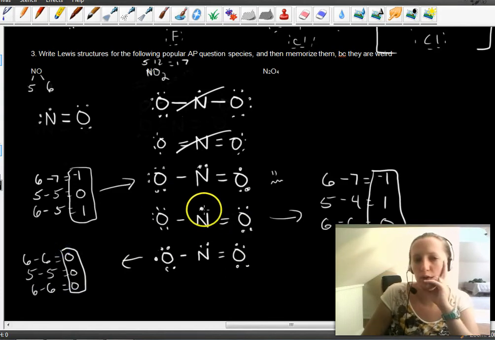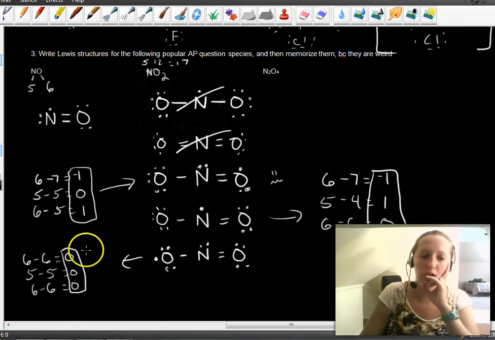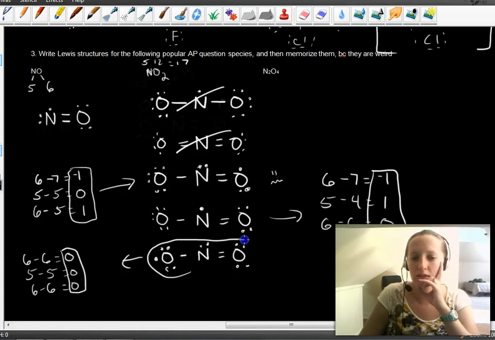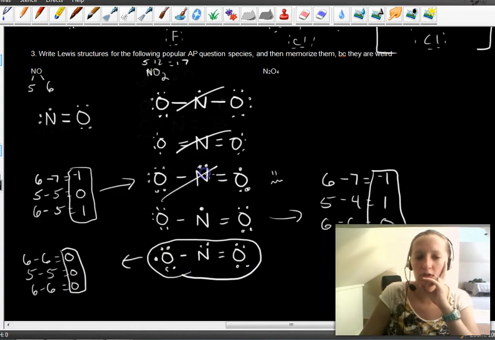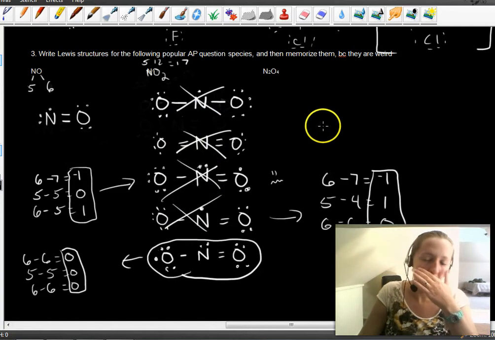So of these 3 options, none of which are perfect because we can't get an octet on everybody, the last one is superior because its formal charge score is 0, 0, 0. So that's the Lewis structure. These lose. And these definitely lose because nobody's happy.